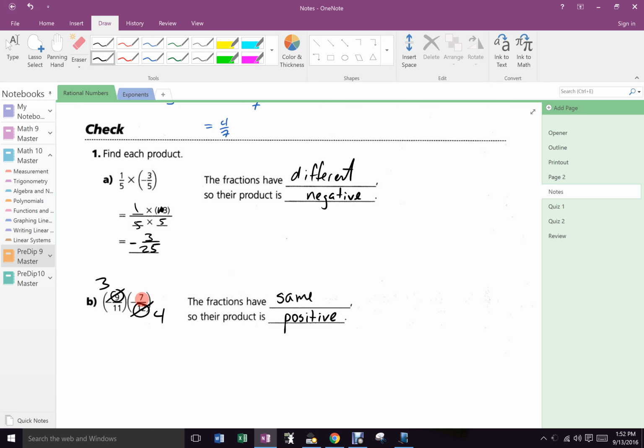Ha ha ha. No. So 3 times 7 is? 21. 11 times 4? 44. Done. Now the beautiful thing about simplifying in the question is 99 times out of 100, it gives you your simplified answer. But we always should check. Real quick in our heads. 21 and 44, they're okay, yeah?